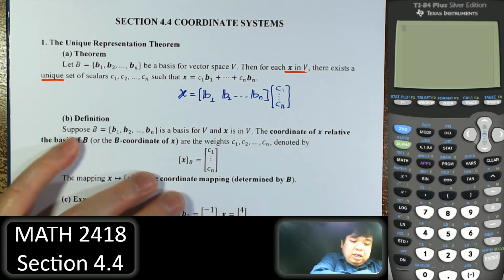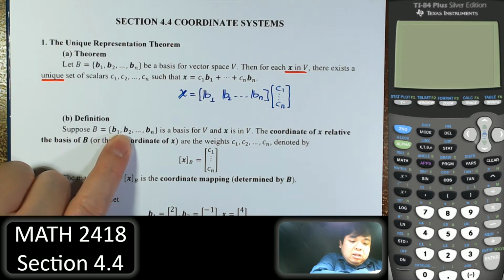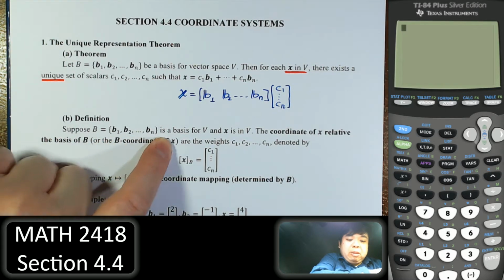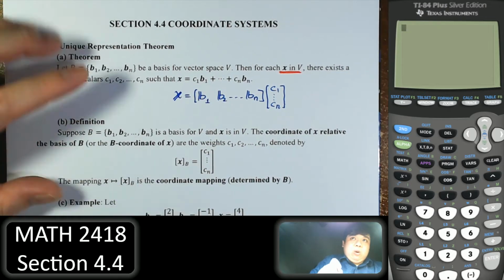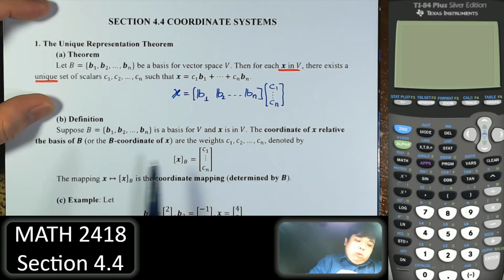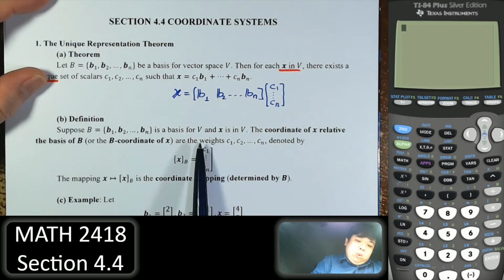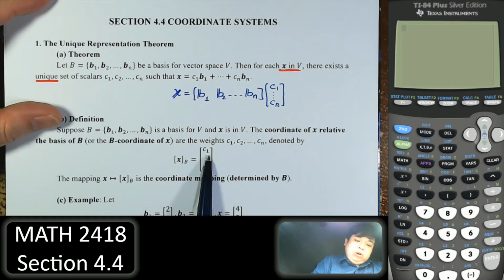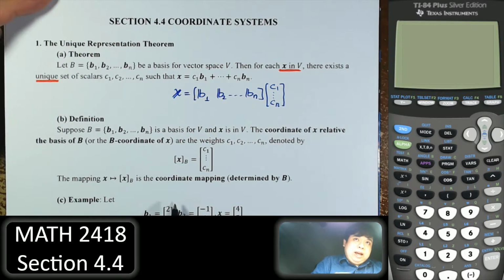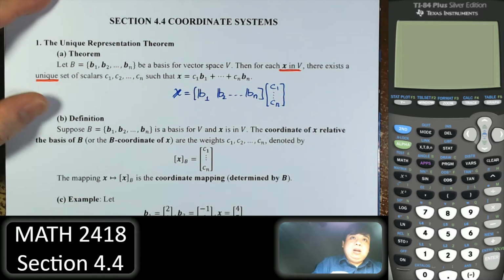Now suppose B is the basis, the vectors that form the basis for V, and x is in V. Then the coordinates of x relative to the basis B, or we just say the B coordinates of x, are c1 to cn, and we're going to write it like this. And the map x to the B coordinates of x is called the coordinate mapping determined by the basis B.